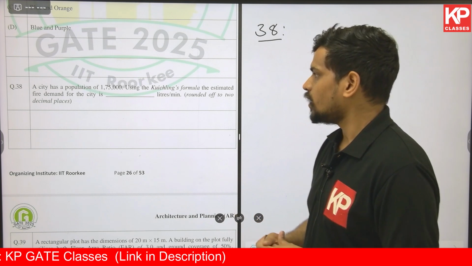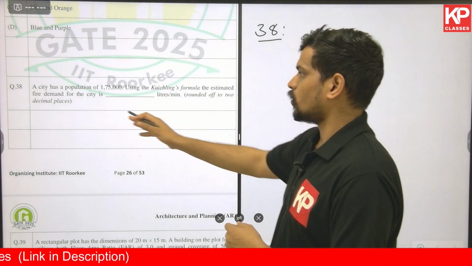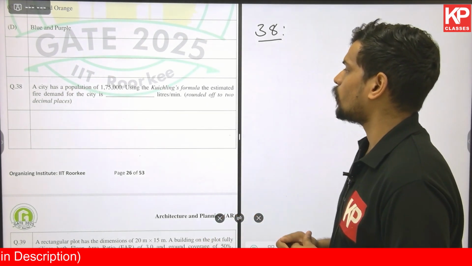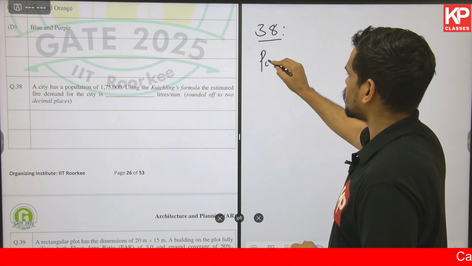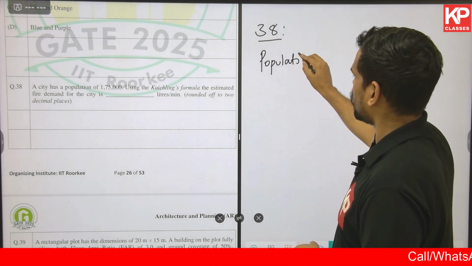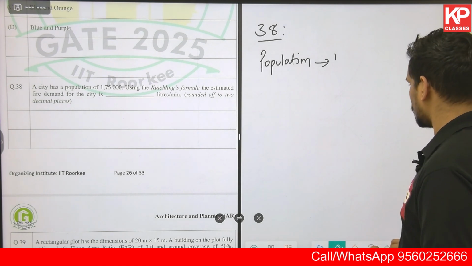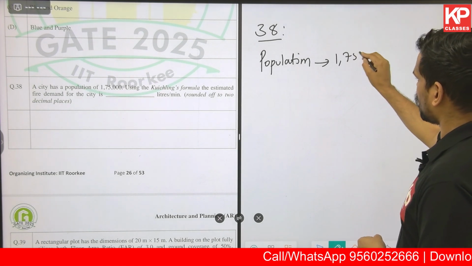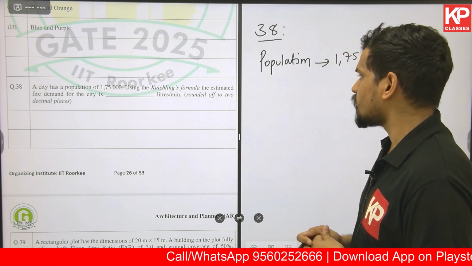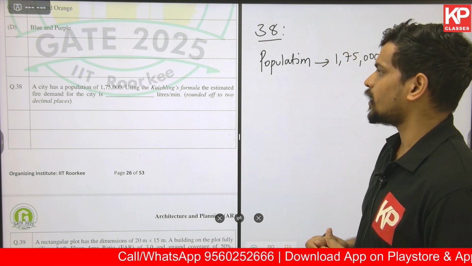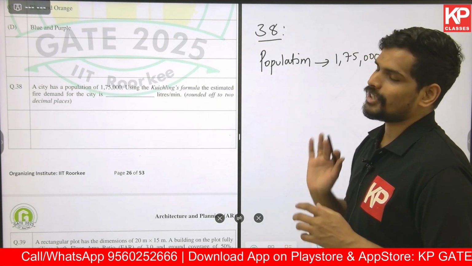This question is related to fire demand, fire safety probably. A city has a population of 1,75,000. That's the population given. Let me list down the given information. 1,75,000 is the population given. Then, using Kuichling's formula, the estimated fire demand for the city is dash liters per minute.